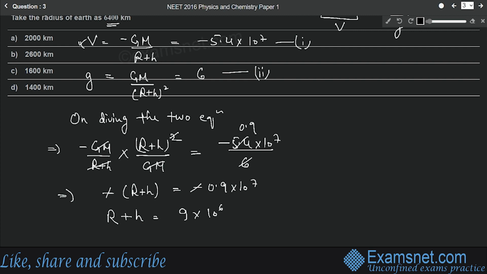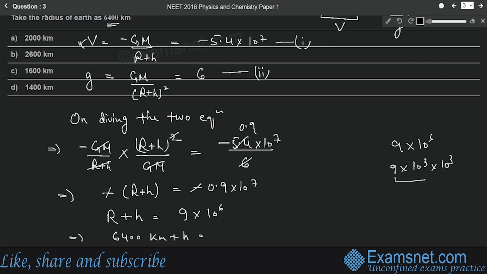Again we'll break this 10 to the power 6 into 10 to the power 3 into 10 to the power 3. Okay, so first let's put the values of r. What is the value of r? Radius, it is 6400 kilometer. 6400 kilometer plus height is unknown, and this side we have 9 into 10 to the power 6, so we can write it as 9 into 10 to the power 3 into 10 to the power 3.